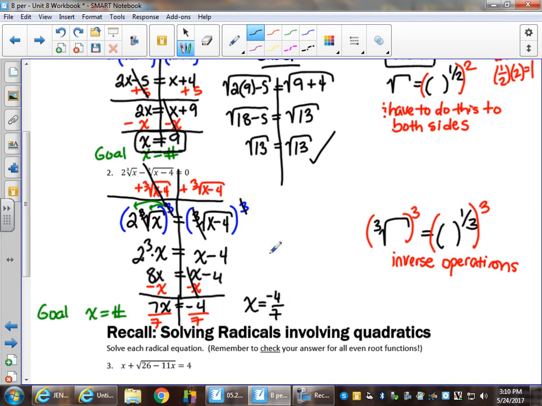Or, if we were going to round to 3 decimal places, let's see. Let me grab my calculator. Don't have that in advance. 4/7.